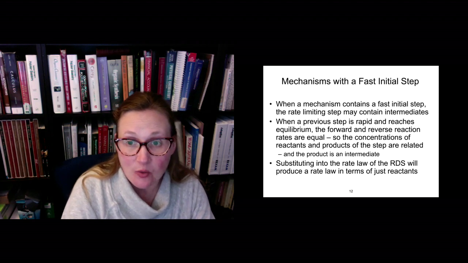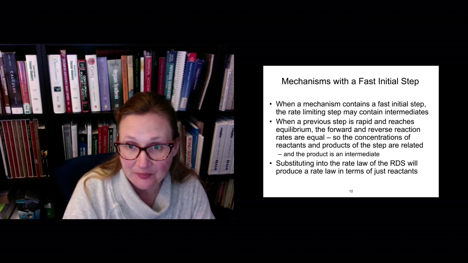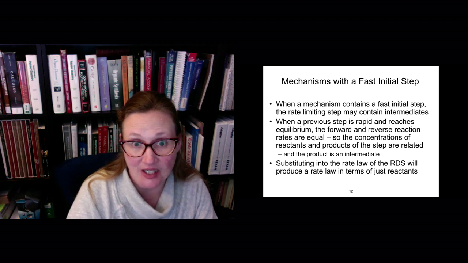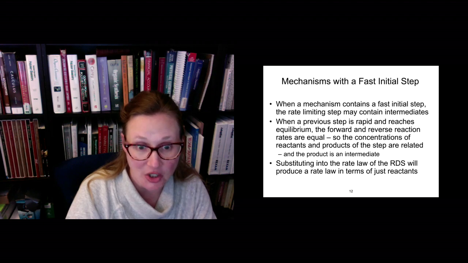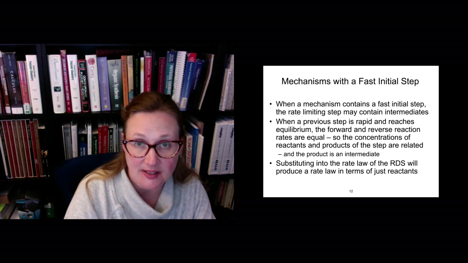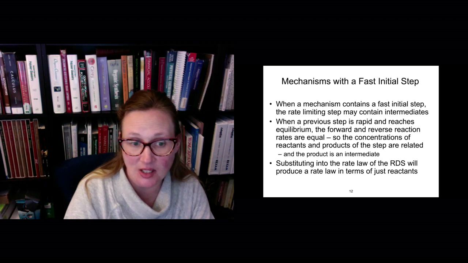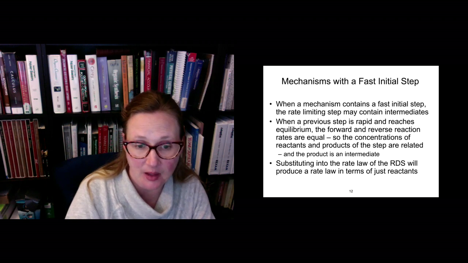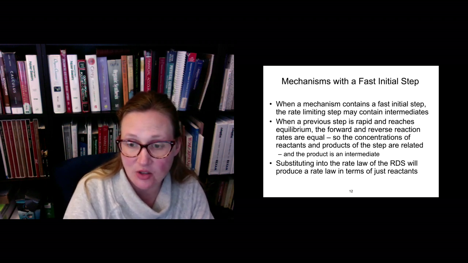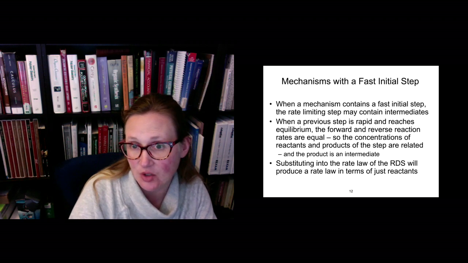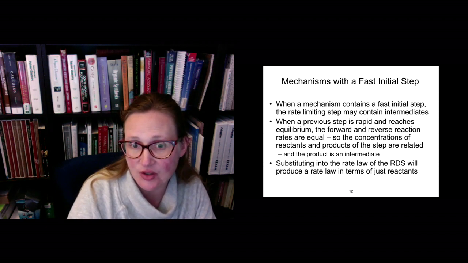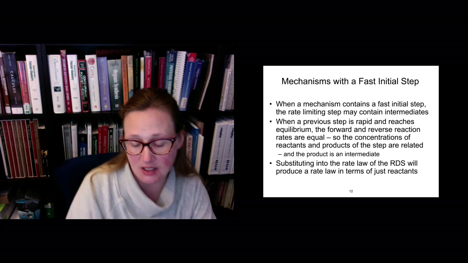When a previous step is rapid and reaches equilibrium, okay, so that means that we have an initial fast step and the concentrations of the reactants and products are not changing, then the product is an intermediate. Okay, so we have our fast initial step, our product is an intermediate. Substituting in the rate law of the rate determining step will produce a rate law in terms of just reactants. Okay, so those are some things to think about when we start practicing these mechanisms.